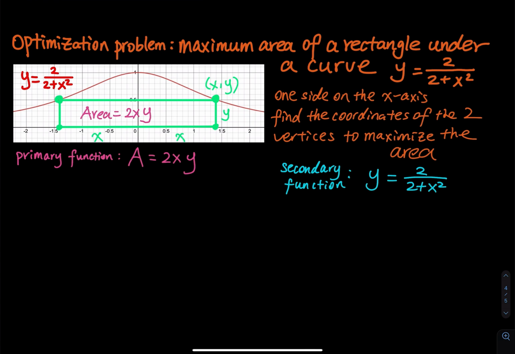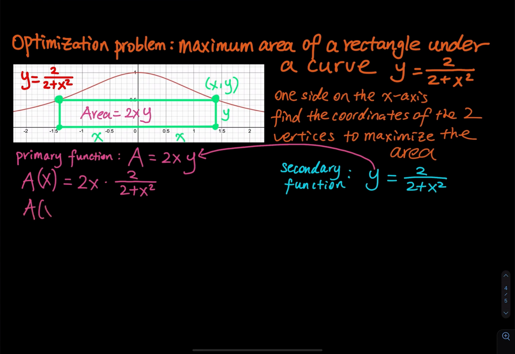This is one function in terms of two variables, and we cannot just take the derivative like that. Before taking the derivative we have to write y in terms of x. So that means we have to plug the secondary into the primary, and we have A equals 2x times y, where y is now 2 divided by 2 plus x squared. Since there is one independent variable x, I will just call this A of x. This is an area function. The independent variable is x, and then you clean up the numerator. So A of x equals 4x divided by 2 plus x squared.